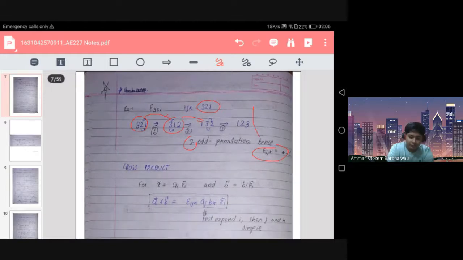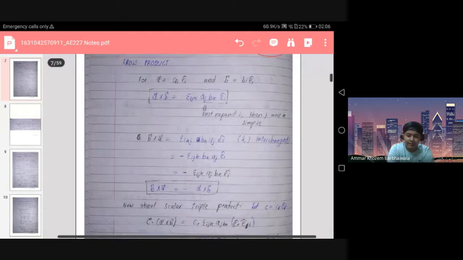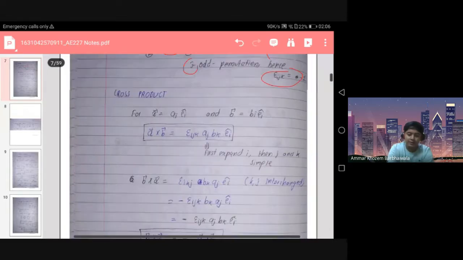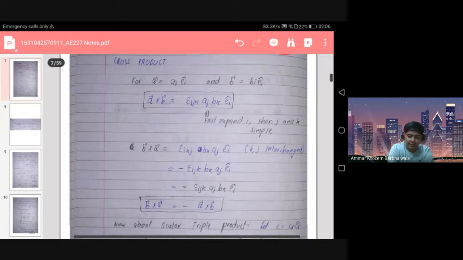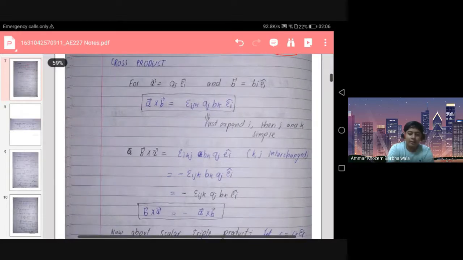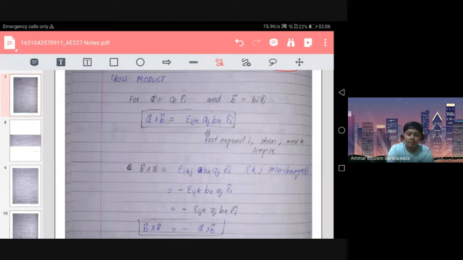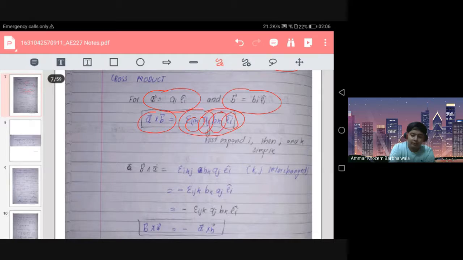The next nice property is that, as we use the Kronecker delta notation to represent the dot product, we can also use this permutation symbol to denote the cross product. If I take two vectors, a equals ai and b equals bi, then my vector a cross b would be epsilon ijk aj bk ei cap. So I need three indices, i, j, and k. The jth one would be aj, the kth one would be bk, and the ith one would be ei cap.